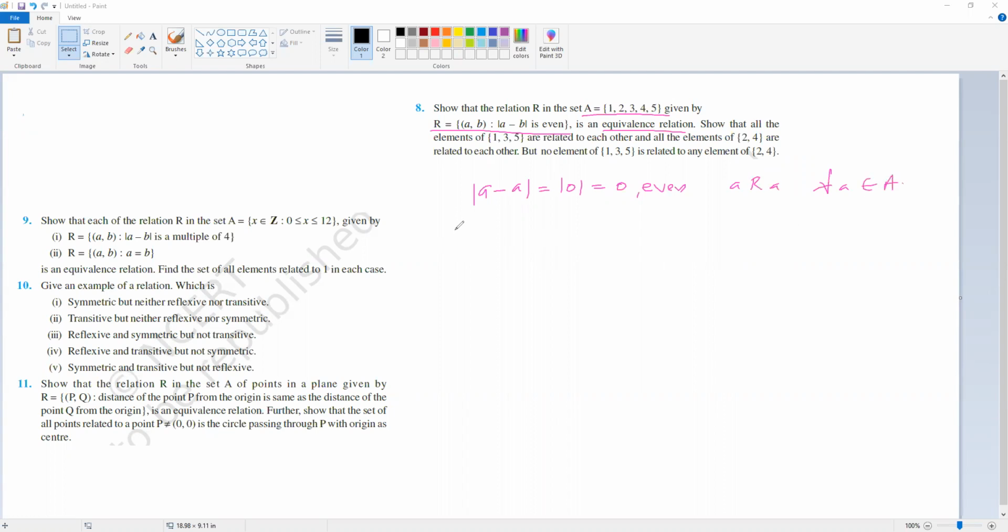Correct? Now let A be related to B. What does A related to B mean? Magnitude of A minus B is even. Magnitude of A minus B and magnitude of B minus A are both the same. When we take the magnitude, it is the same. So B minus A is even. That implies B is related to A. Correct? That implies R is symmetric.